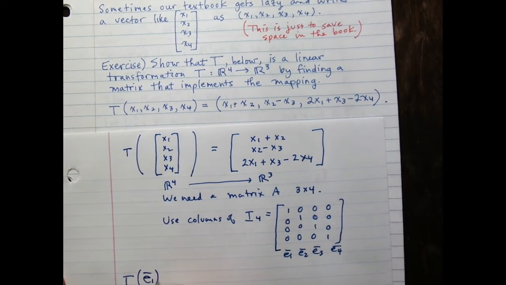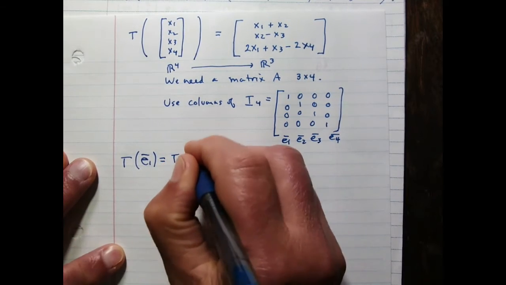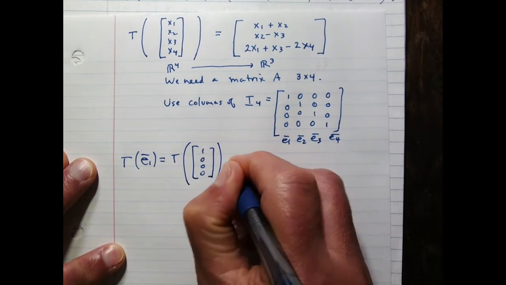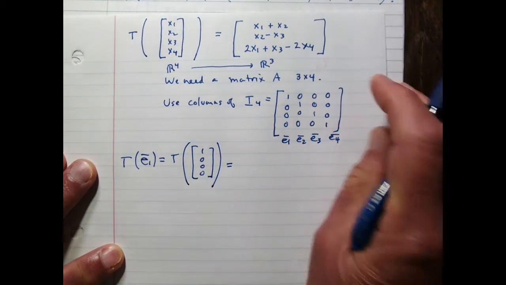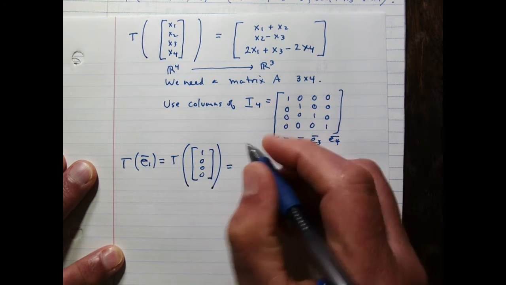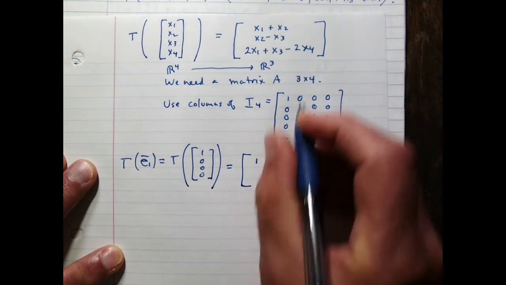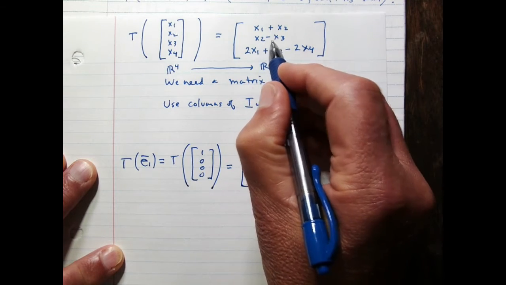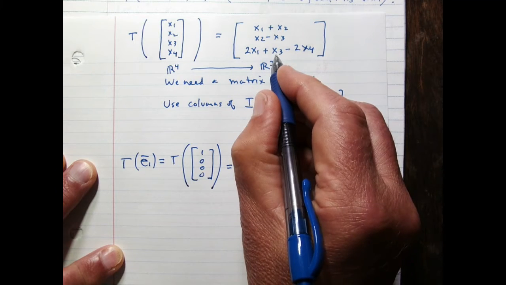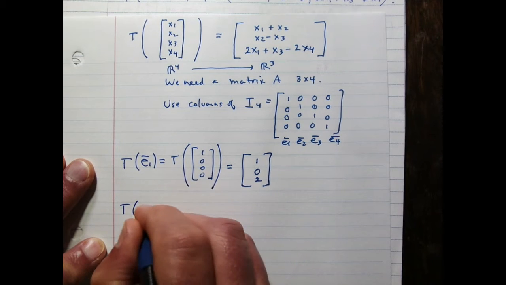I'm going to compute T of E1. So T of 1, 0, 0, 0. And I just plug in because x1 is 1, x2 is 0, x3 is 0, x4 is 0. So I get 1 plus 0, or 1, for the first entry. I get 0 minus 0 is 0 for the second entry. I get 2 times 1 plus 0 minus 0, so I get 2 there: 1, 0, 2. And I go down the line for each one of these.